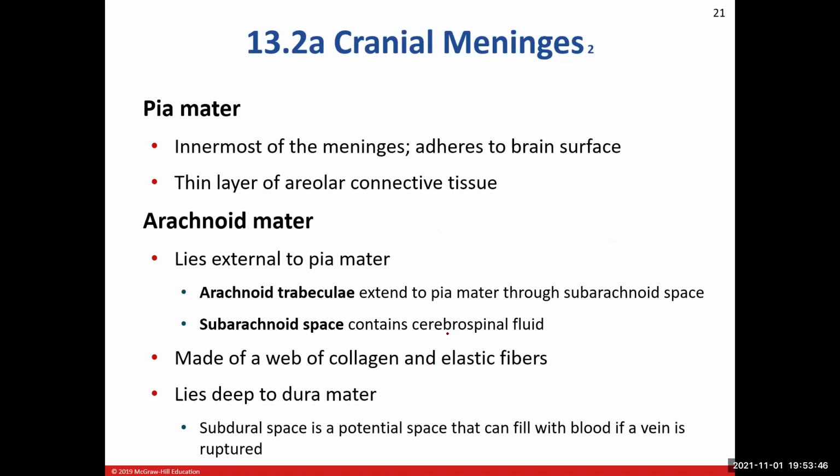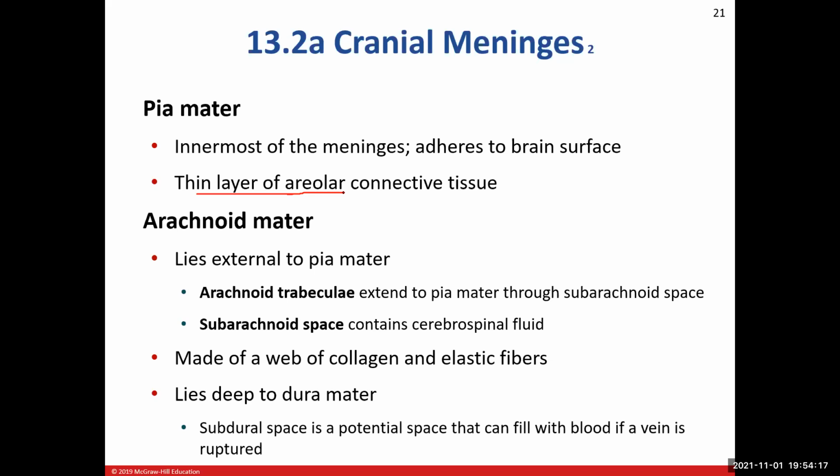So the innermost layer is made up of a loose connective tissue. If you recall, when we were learning about the different connective tissue coverings of a nerve and a muscle, again, similar pattern. We saw 3 layers, and the innermost layer is usually made up of loose connective tissue, that areolar connective tissue, and that's what the Pia mater is. It's a thin layer of the areolar connective tissue.